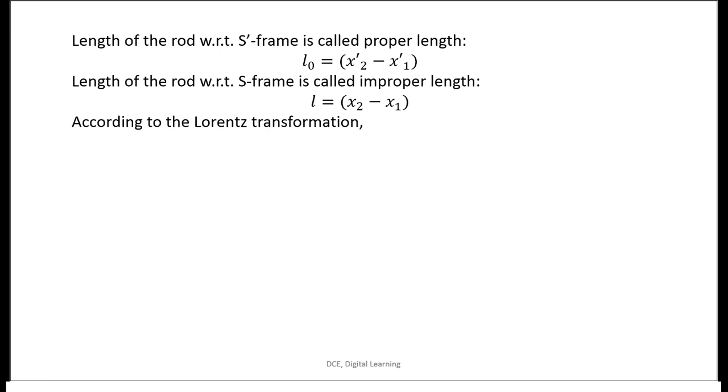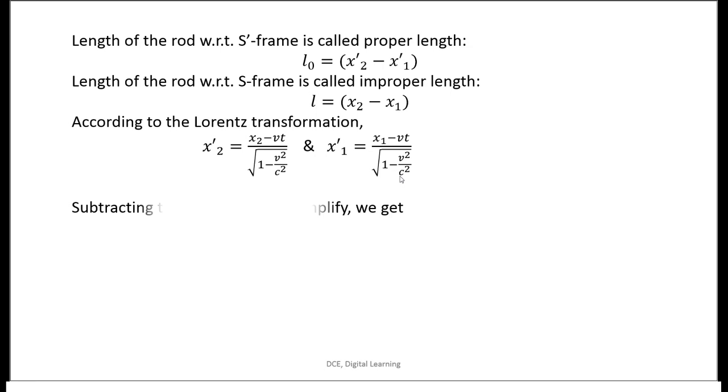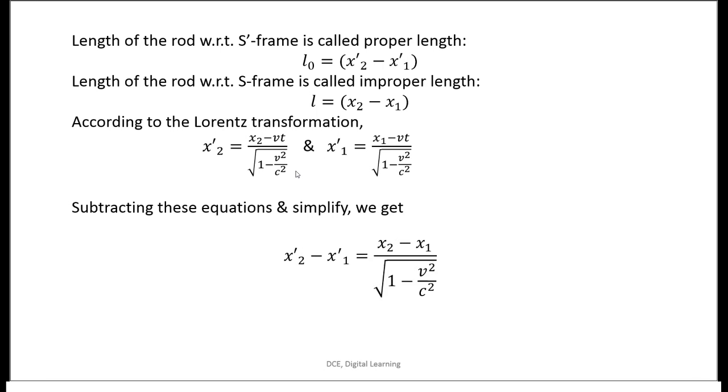According to the Lorentz transformation equation, we can write the Lorentz transform equations for coordinates. We can write x2 prime is equal to x2 minus vt by square root of 1 minus v square by c square, and x1 prime is equal to x1 minus vt by square root of 1 minus v square by c square. Subtracting these equations and simplifying, that is, subtracting x2 prime minus x1 prime, we get x2 minus x1 divided by root of 1 minus v square by c square.